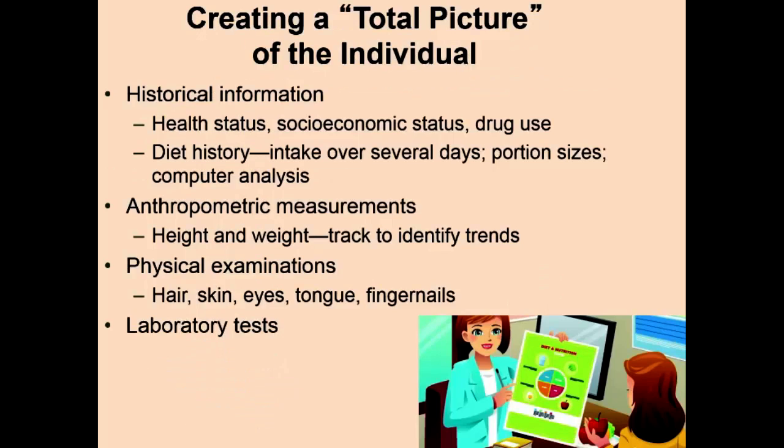What does a trained healthcare professional use in order to find out if somebody is dealing with malnutrition? Well, first of all, they have to get a total picture of the individual using nutrition assessment. Now, there are going to be 4 parts to this nutritional assessment. First of all, they're going to have to gather historical information.